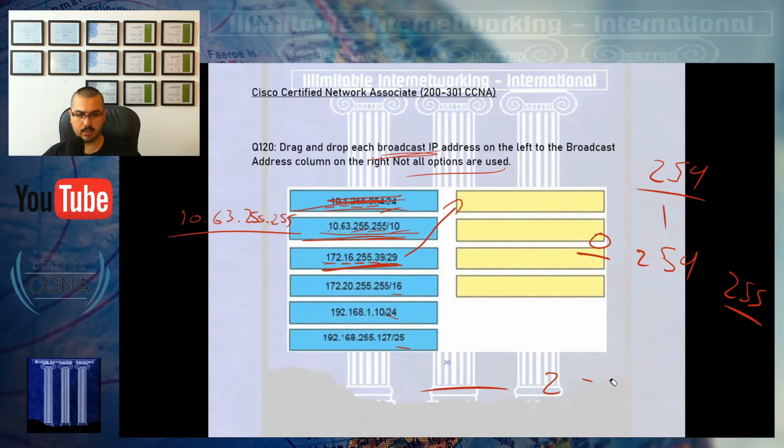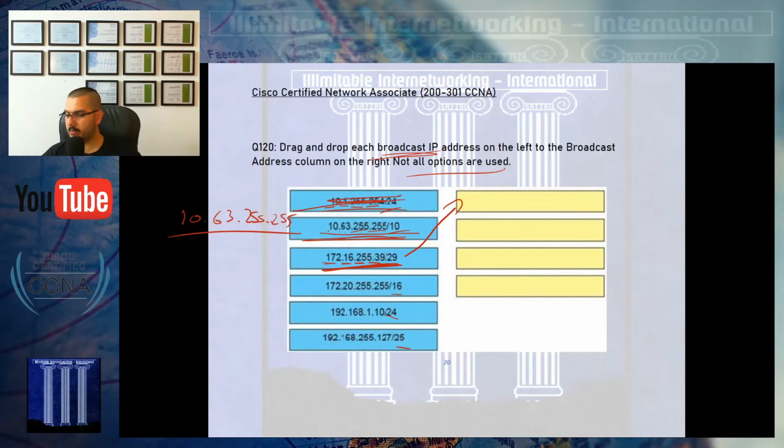Okay, remove these, remove these, remove these. Remove these guys. Okay. So we got this one. This one is definitely eliminated. This one is correct. So the other bigger one will be /25. So that will be 192.168.255.127, and that will be /25.